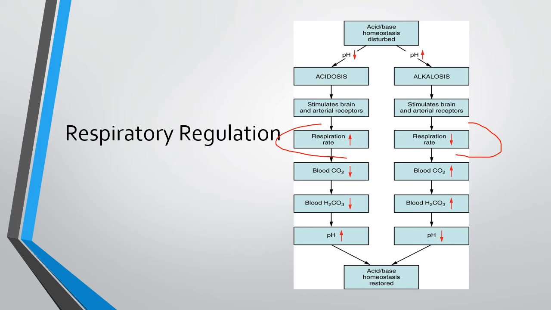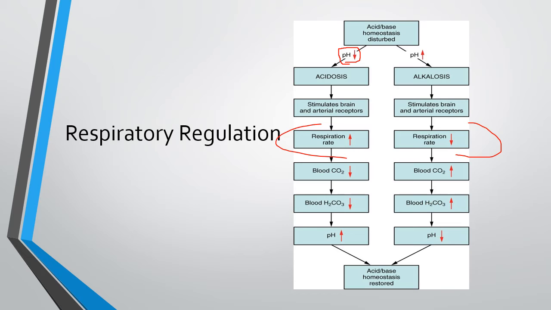So firstly, if the pH decreases, that is called acidosis. It stimulates the brain and arterial receptors. These are the chemoreceptors. So in acidosis, there's an increased respiratory rate. Whenever you breathe faster and harder, there's a CO2 washout. So when the CO2 washout occurs, the value of blood CO2 decreases.